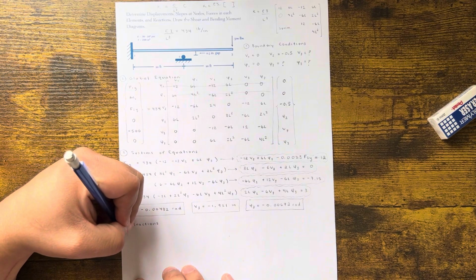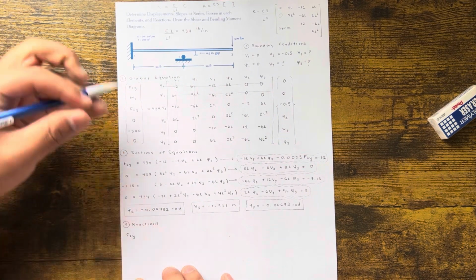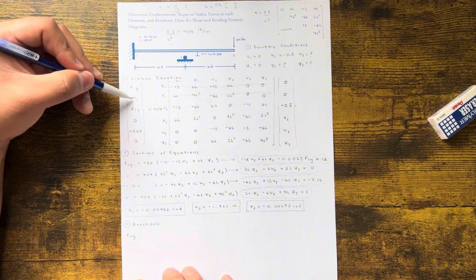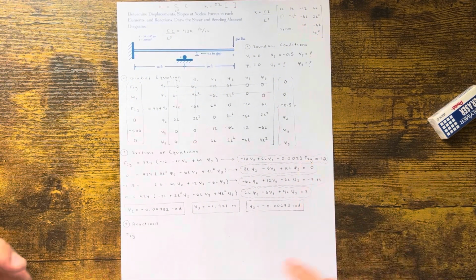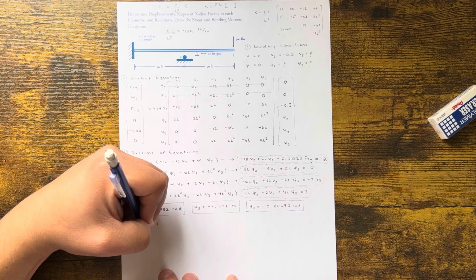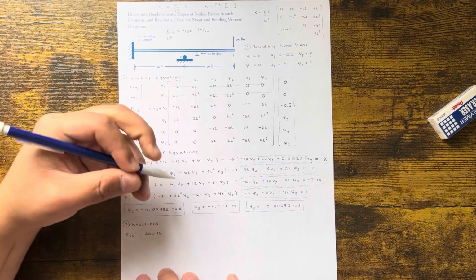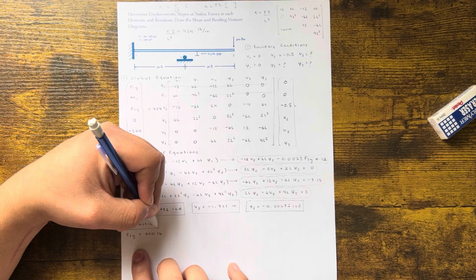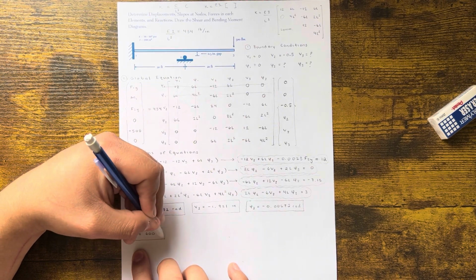And f2y is the first reaction that we'll get. We need to get 3 reactions, right? f2y, f1y, and m1, but f2y was very easy. You just plug in. f2y is just 600 pounds. And it might be a little off, but that's only because of rounding. I forgot what the exact numbers gave me.